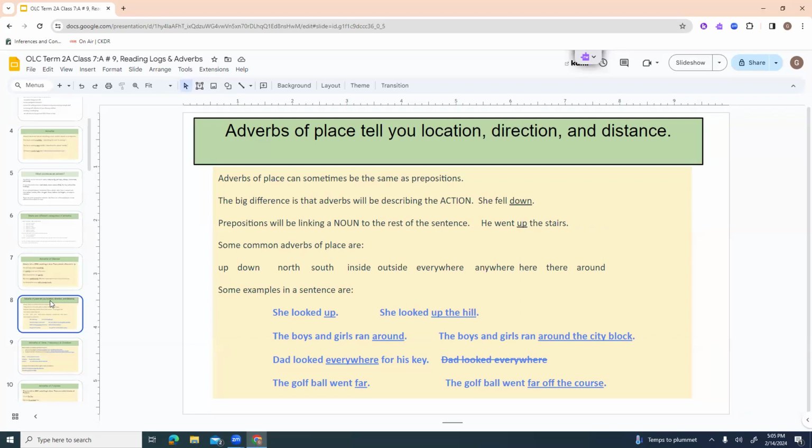Dad looked everywhere for his key. That one was pretty hard to do in the other way, just kind of left that one. The golf ball went far. Far is describing how the golf ball went. And the golf ball went far off the course. There it's acting as a preposition.